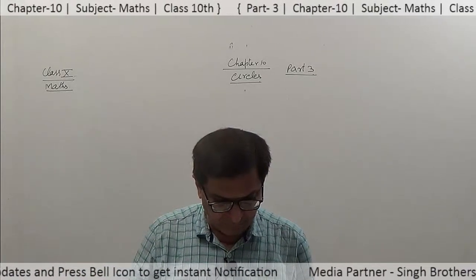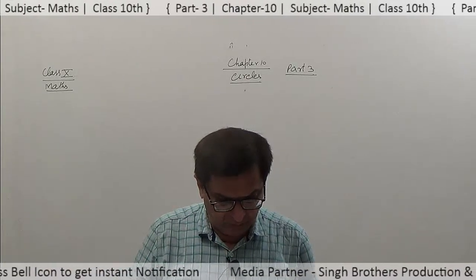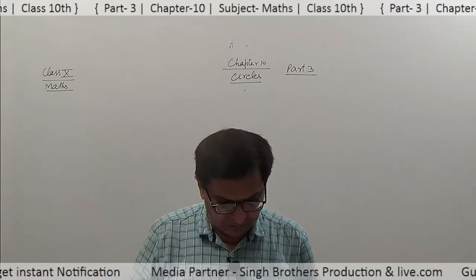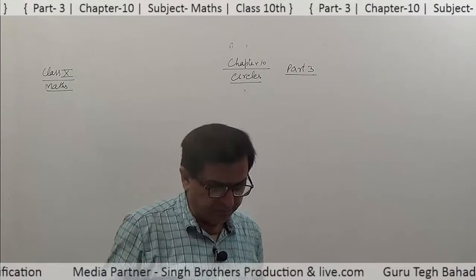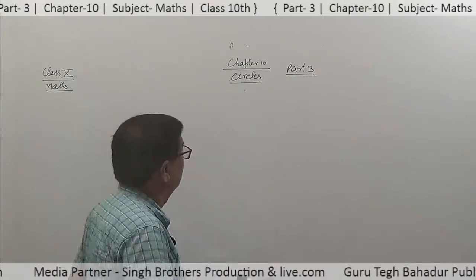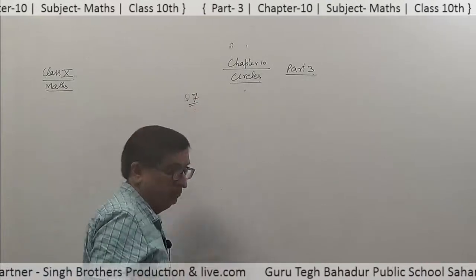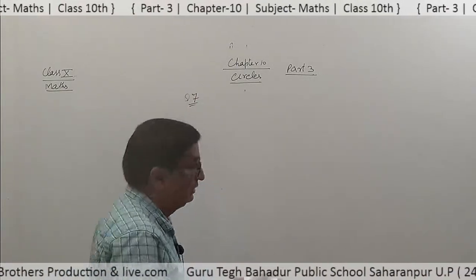Last time, I did the questions from 1 to 5 of exercise 10.2. Today, I am going to start the questions from 6 to 9 or 10. We will see it. Now, see question number 7. Two concentric circles of radius 5 and 3 centimeter.